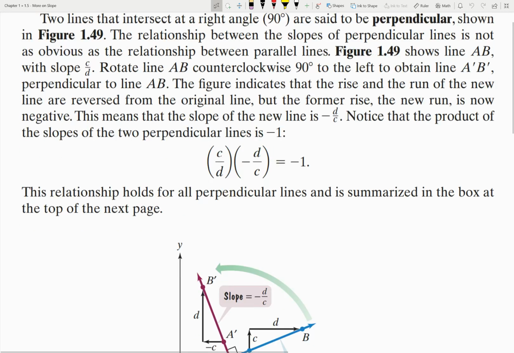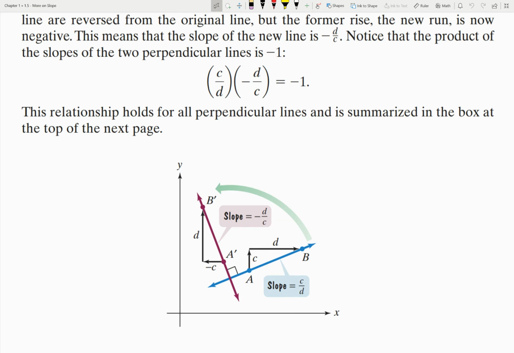But if you look at the two lines that are perpendicular, the red line's going down from left to right, the blue line's going up from left to right, so they clearly have different signs of slope. And if the slope is rise over run, if this was a line that was rotated exactly 90 degrees, you can see that the slope would be kind of the same, except here C is going up, D is going right, but here C is going left and D is going up.